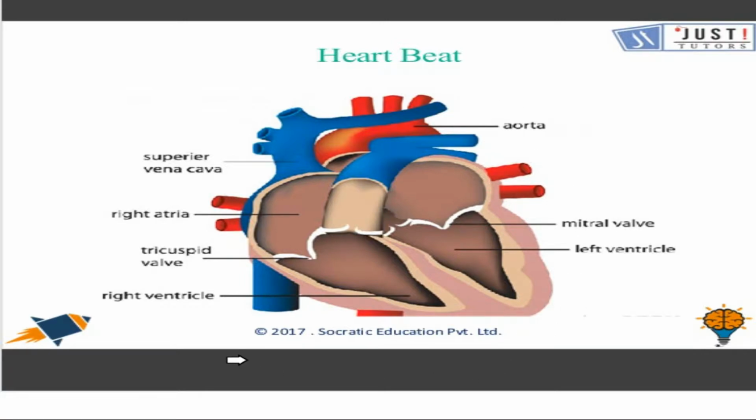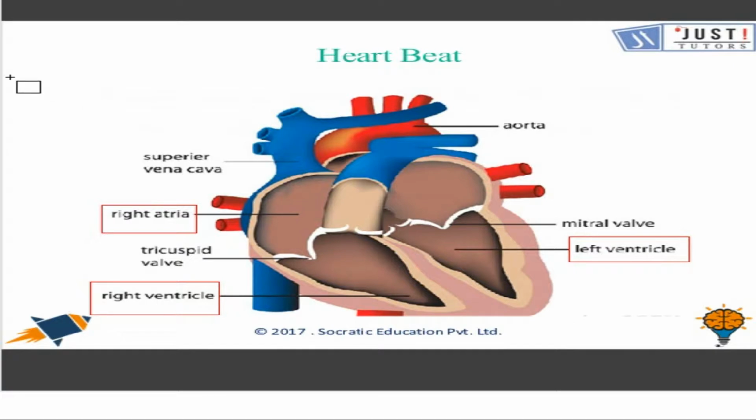This is the detailed diagram of a heart. Let's have a look at the 4 chambers that we have learned. So here we have right atria, and on the other side we have left atria. Here we have right ventricle, and here we have left ventricle. There are some other important parts of the heart. The one at the top is called superior vena cava, and here we have aorta. Here we have mitral valve, and here we have tricuspid valve. They all play a really important role in the human heart.